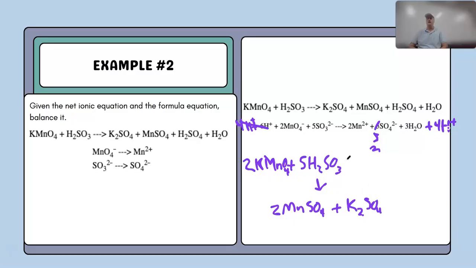I've also got these H pluses I need to deal with. And I see for every 1 SO4, I need 2 hydrogens. That's good, because I have a 2-to-1 ratio. That means this can be H2SO4. And I already have my coefficient here of 2, based off of the SO4 ion. And then I've got my water left over.